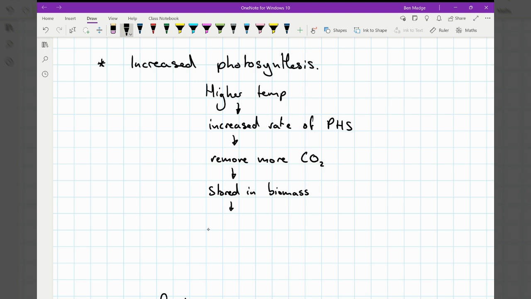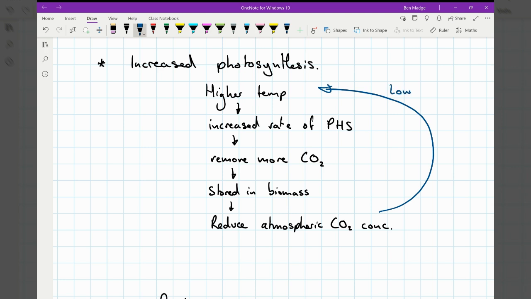This will reduce atmospheric CO2 concentrations, and this therefore will affect our higher temperatures by lowering the temperature, counteracting our initial change. Again, returning it back to its starting point. So that's another negative feedback mechanism.